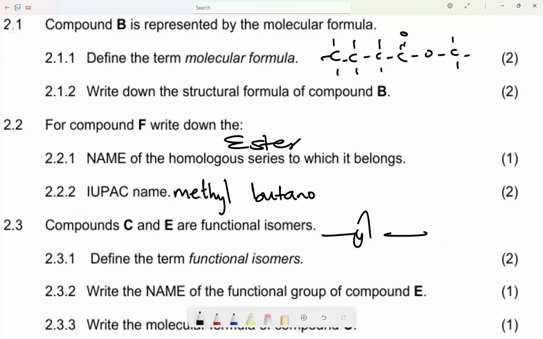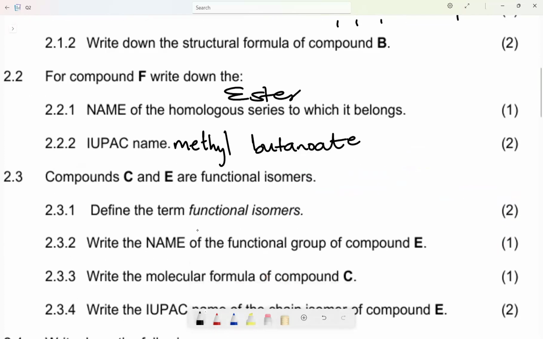Yeah, O8. O8 from carboxylic acid, so it is butanoate. Butanone is for ketone. Okay, something O8. This one is from an alcohol, this one comes from a carboxylic acid. How interesting is that? Compounds C and E are functional isomers.